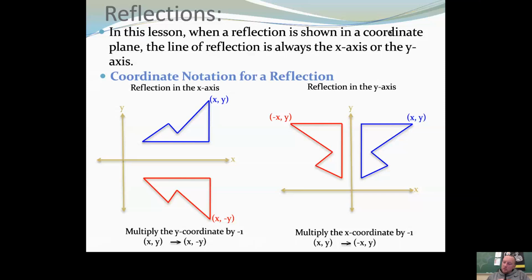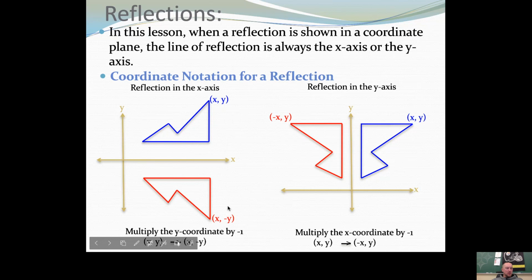This is part 2 of our section on 4.9. We're going to look at reflections and coordinate notation for a reflection. So this would be our pre-image, and this is going to be our image. How do we get this onto there? Well, we're going to flip it over the x-axis. The notation would look like this.